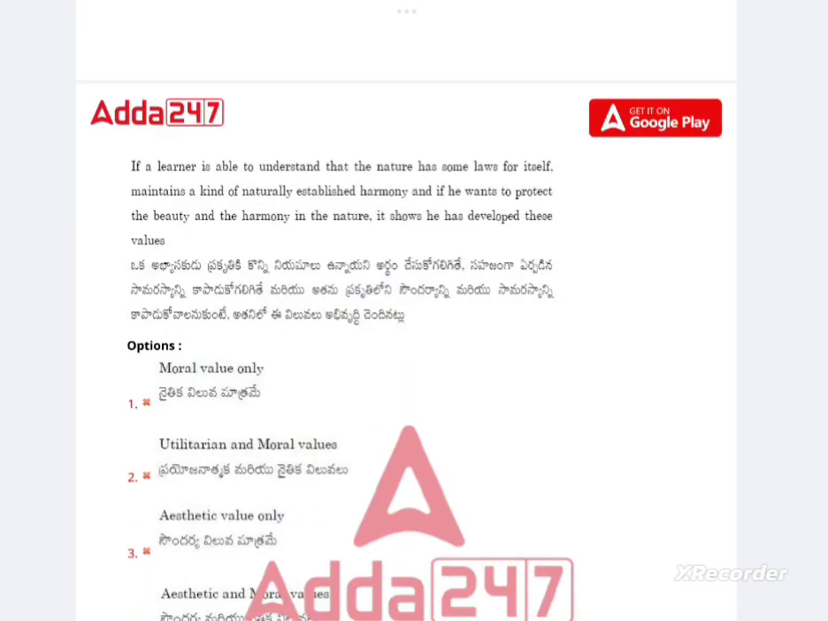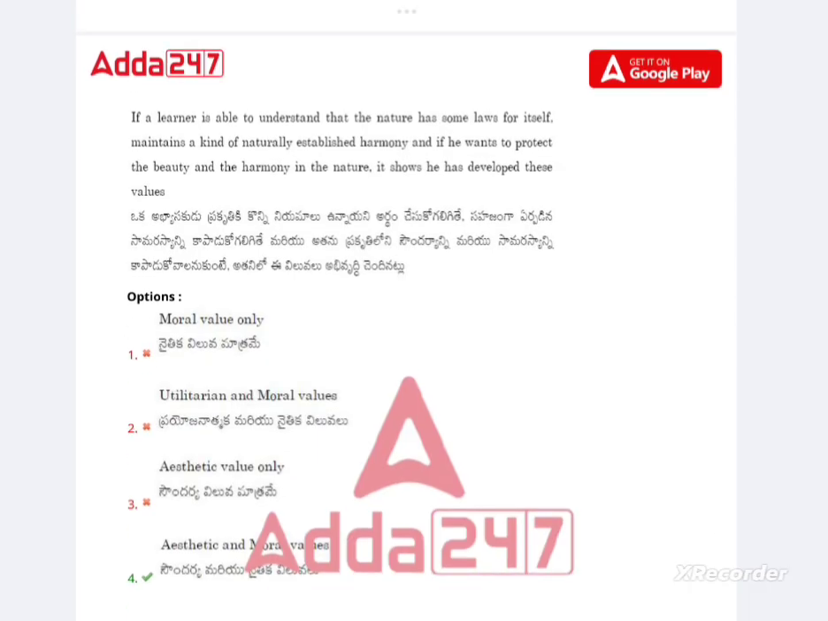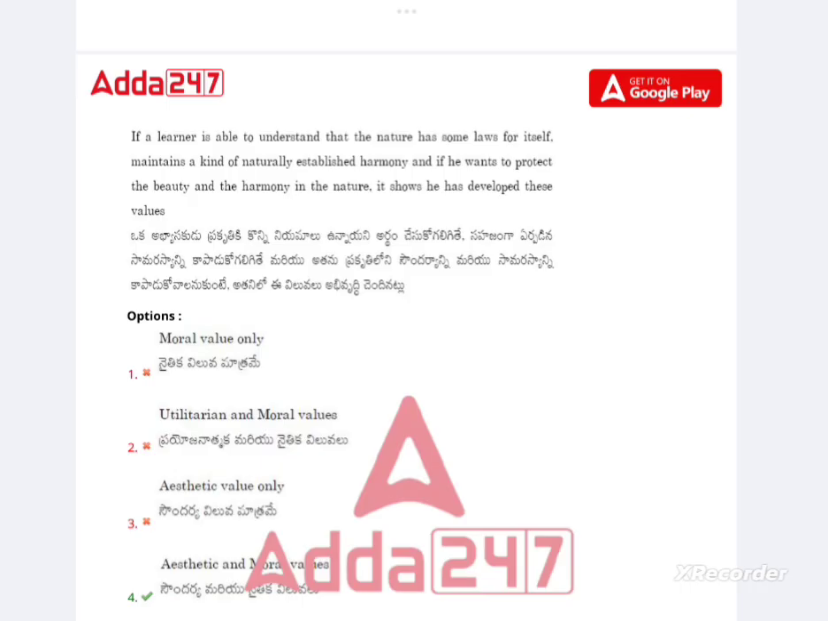Next question. If a learner is able to understand that nature has some laws for itself, maintains a kind of naturally stabilized harmony, and if he wants to protect the beauty and the harmony in nature, it shows he has developed these values. And the correct option is aesthetic and moral values. A learner can develop aesthetic and moral values through understanding that nature has some laws for itself.